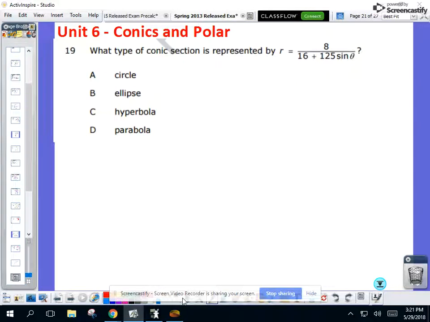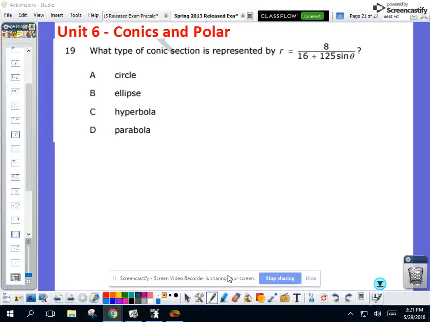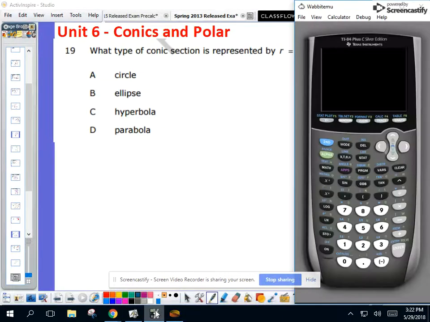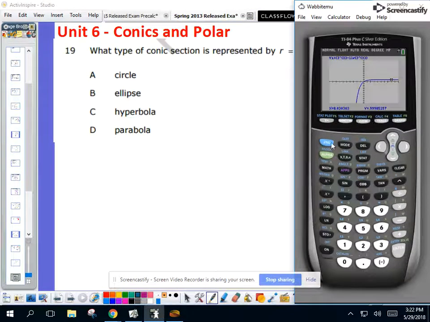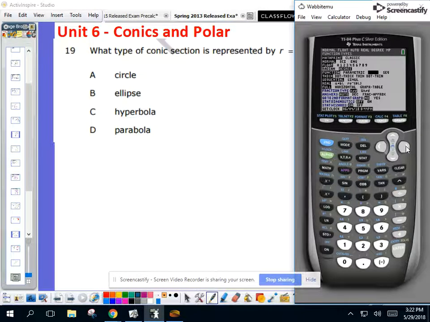Question 19 pertains to taking a polar equation, which is the r equals equation, and converting it to a conic equation or rectangular. This question, I'm not going to lie, isn't the prettiest question. The best way to solve this one would not be algebraically, but rather entering this into the calculator. If we go to our mode and change our mode to polar, that's what r equals equations are, we also have to change our mode to radians since we're entering in theta next to that trig function.